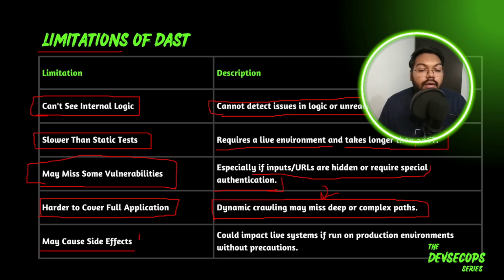Next is it may cause side effects. It could impact live systems if run on production environments without precaution. As you know, it would try to inject certain kinds of malicious inputs. So if the application breaks and overflows, what will happen? It could probably cause a crash of the application, and it would stop the entire application when it is running on a production environment. So we need to always test applications using DAST tools in an isolated environment or development environment, so you don't need to worry about production environments going down due to certain payloads that the DAST application sends to it.